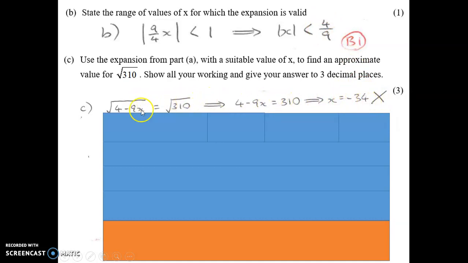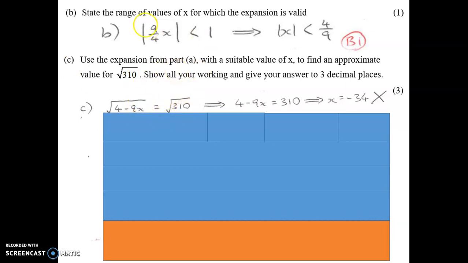So we need to use a different value of x that's going to help us approximate this, and the value of x has got to be very small. It's got to be 0 point something basically, or negative 0 point something. So you might be able to see a relationship here. 4 minus 9 times something very small, well, that could be used to get 3.1. Certainly can't be used to get 310, but can be used to get 3.1.